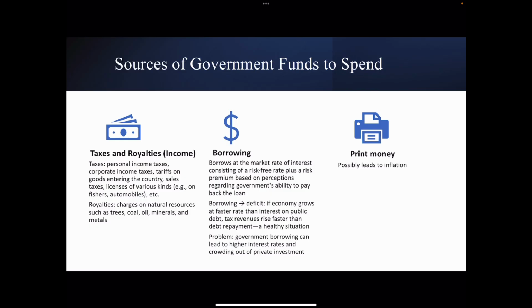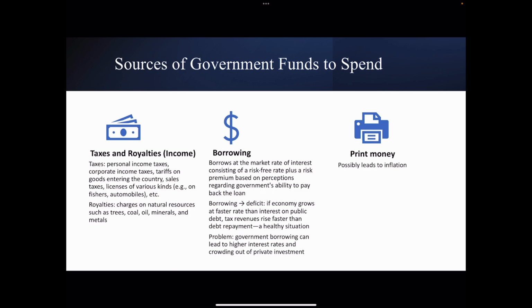So the sources of government funds for spending: taxes and royalties. So far we've not talked about royalties, which are usually levied on natural resources, for example, whenever the government sells liquefied natural gas out of British Columbia, both BC and the federal government are sure to take their shares, but it's the royalties that go to the province because the province owns the natural resource.